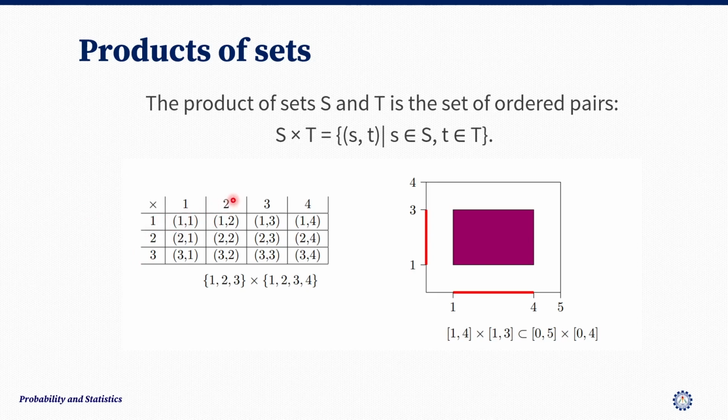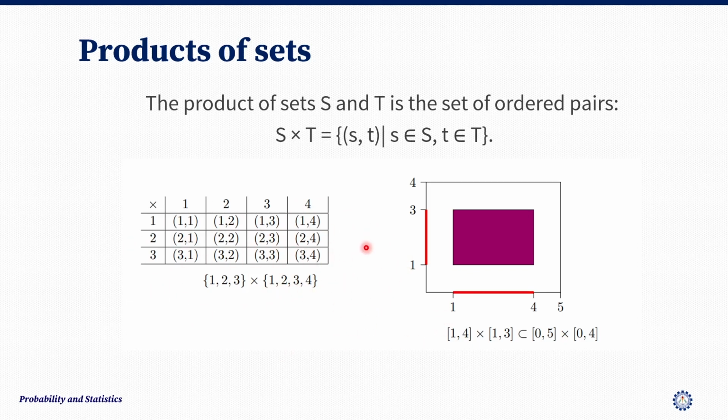So 1 times 1, 1, 1. 1 times 2, that's 1, 2. 1 times 3, that's 1, 3. 1 times 4, so 1, 4, and so on.